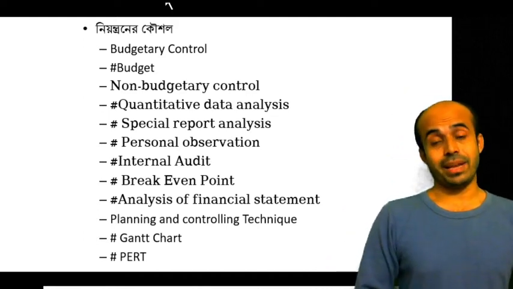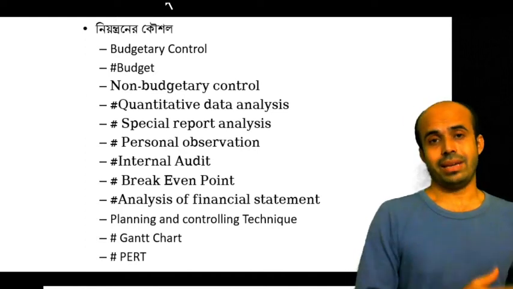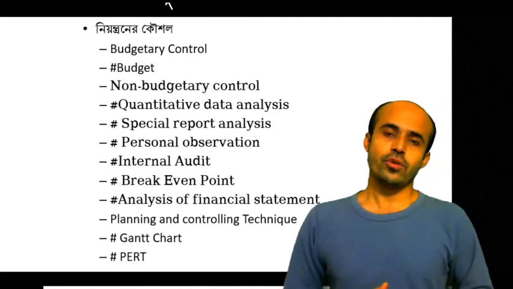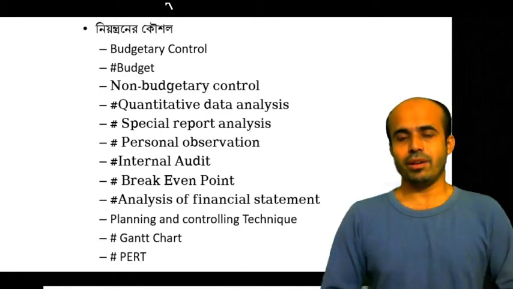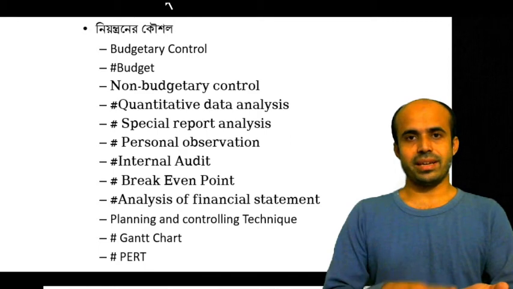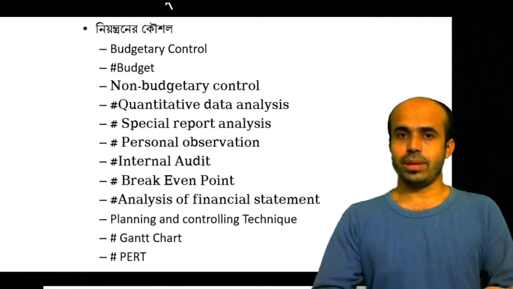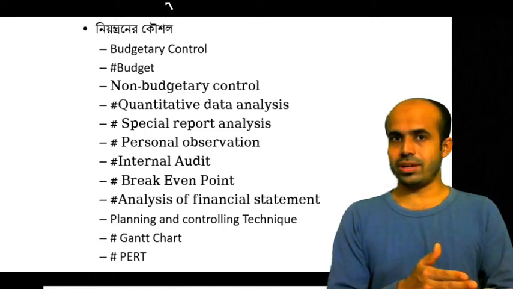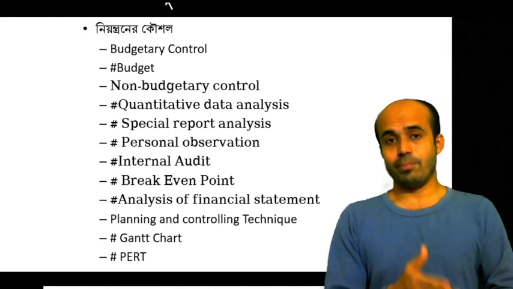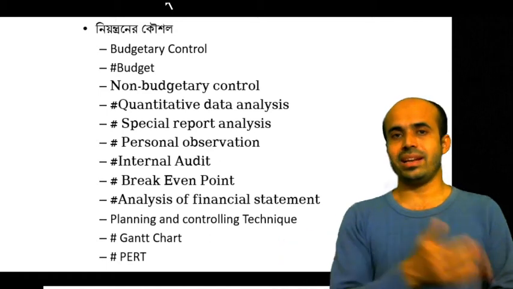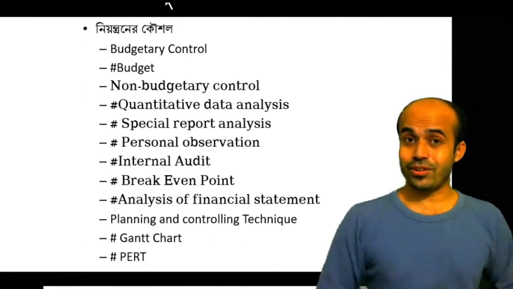And next, break-even point. You know that the break-even point is a point where the profit is zero and income and expenses are equal. This can also be a technique of controlling, because if I know the point where my income and expenses are equal, then I can control how much is sold and how much is produced. Based on this point, we can control the seller and the producer, or the sales manager or production manager.